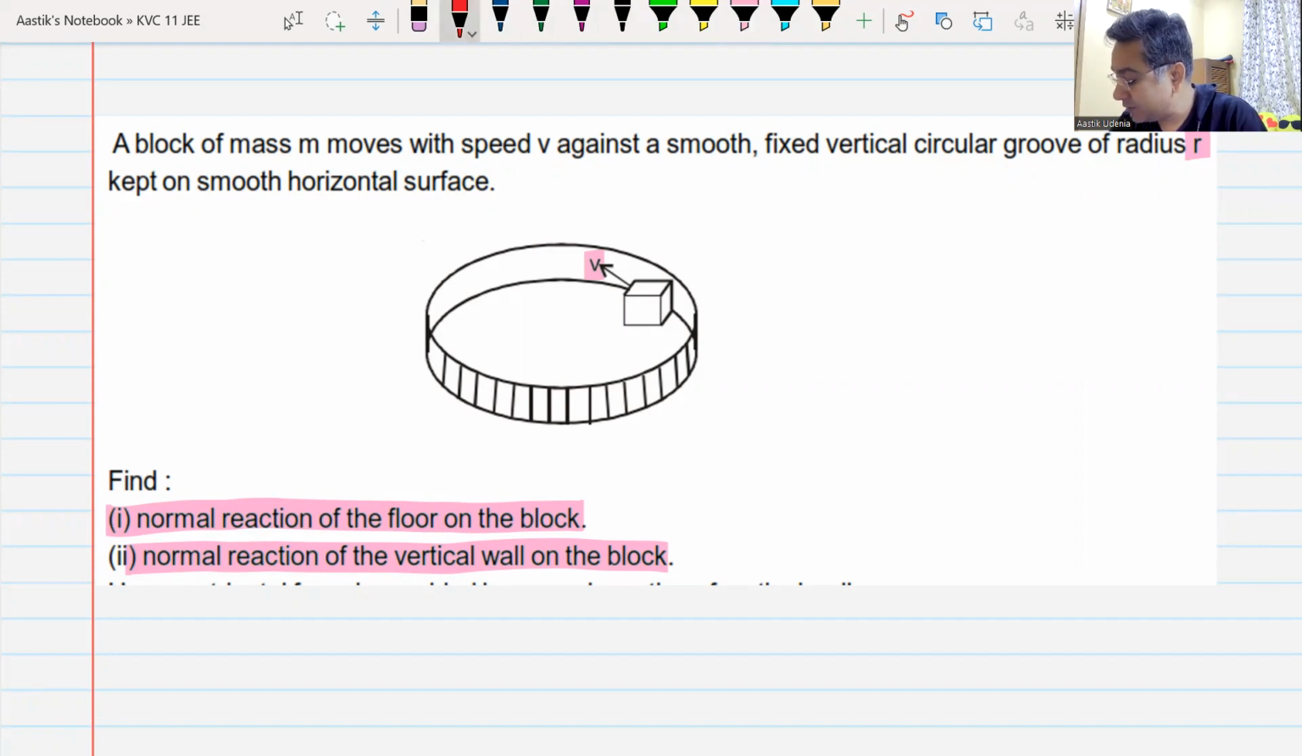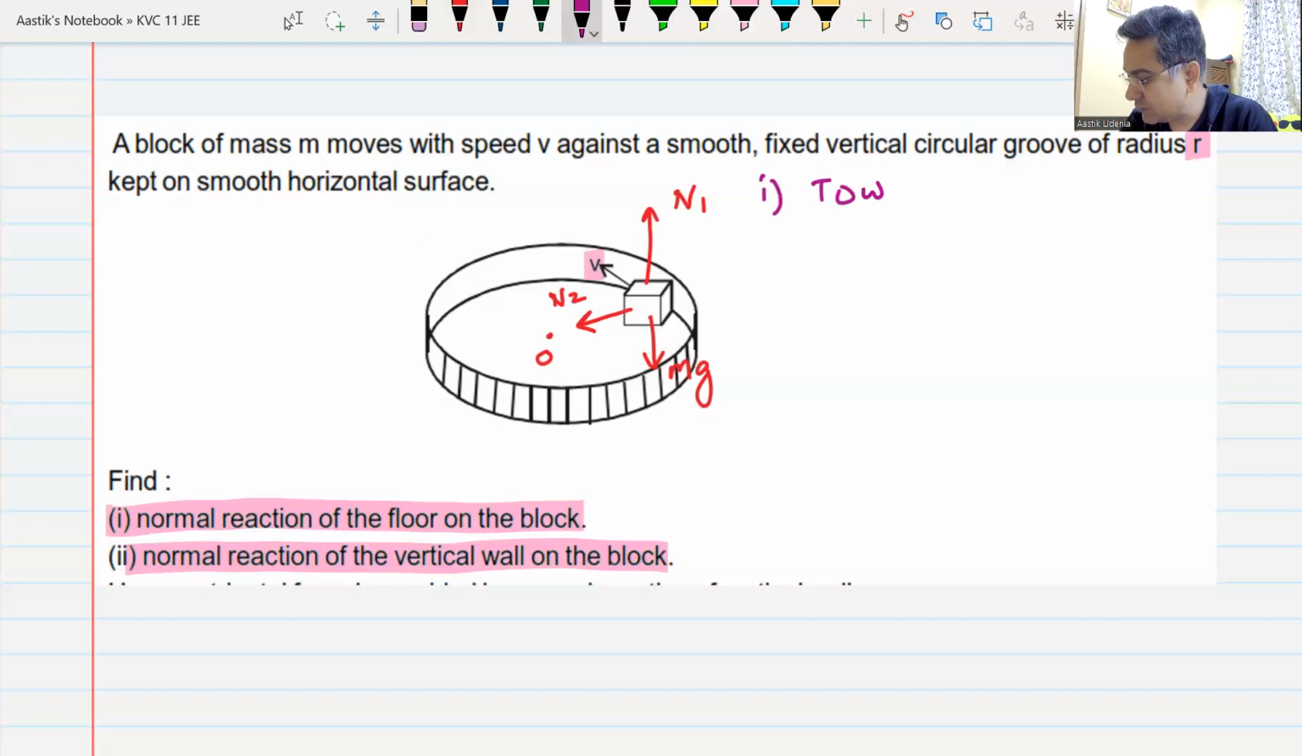If I draw the free body diagram, the weight mg of this body is down. The normal reaction from the floor is upwards, and then there is normal reaction from the wall. I call it N2, and this normal reaction from the wall is providing it with the centripetal force. I make the first equation towards the center.